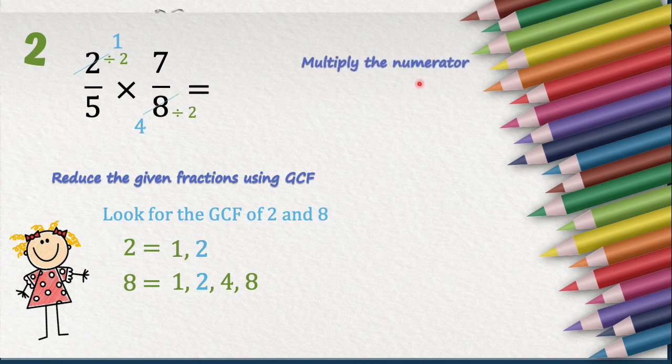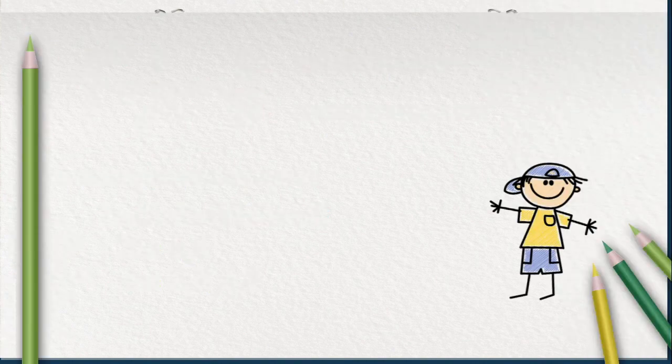Next step, multiply the numerators. So, that's 1 times 7 equals 7. And then, the denominators, we multiply. So, that's 5 times 4 equals 20. So, the answer for this problem is 7 over 20. Okay, on to our next example and the last.